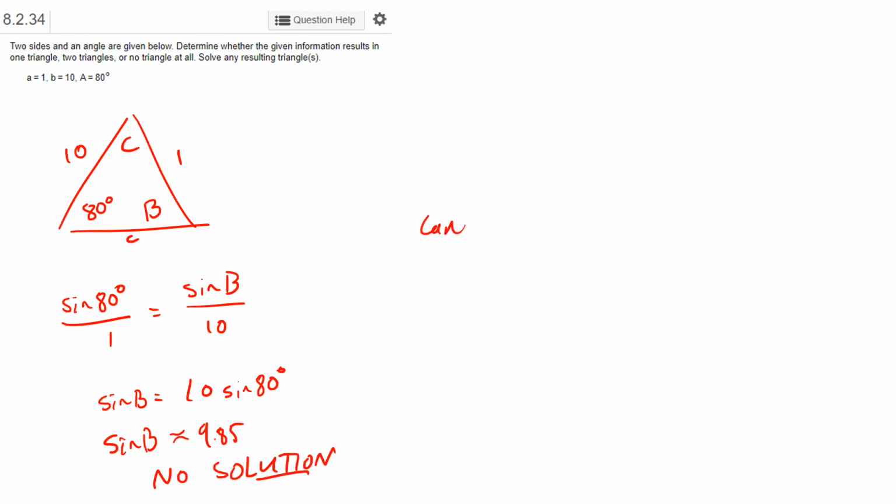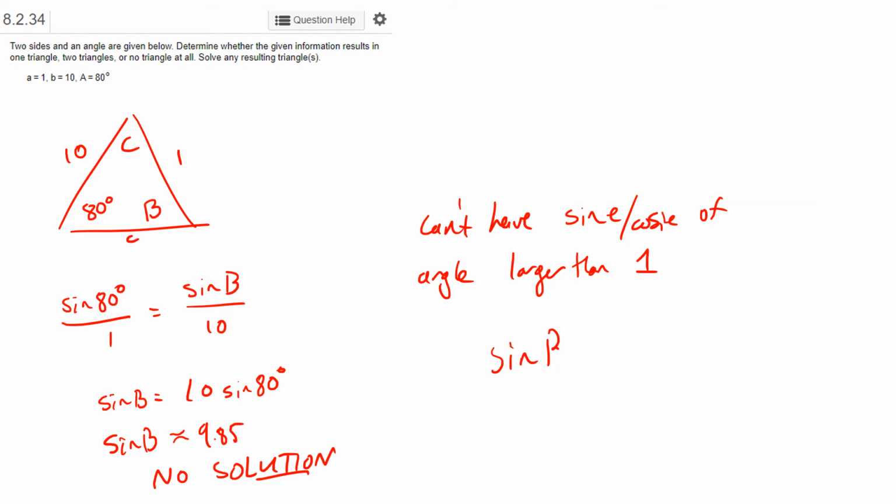You can't have the sine or cosine of an angle larger than 1. The angle can be larger than 1, I mean, the sine of it can't be bigger than 1. And in this case, we have the sine of an angle is approximately 9.85, definitely bigger than 1. This is a problem. There is no triangle at all. This cannot be solved. All right, moving along.